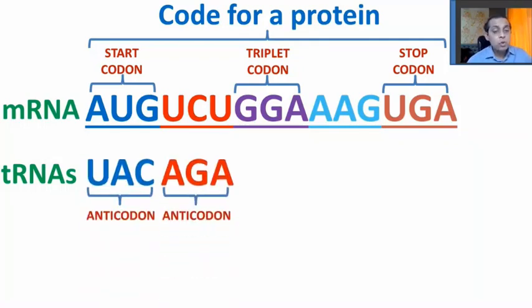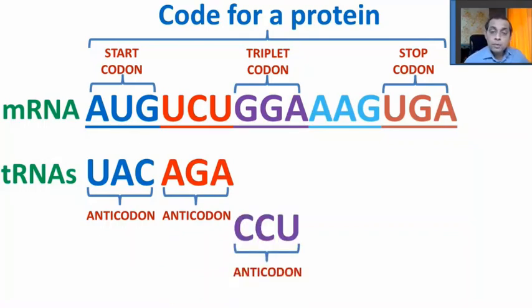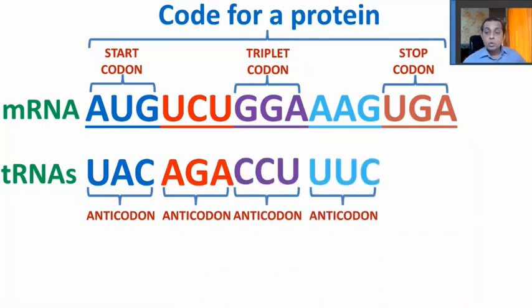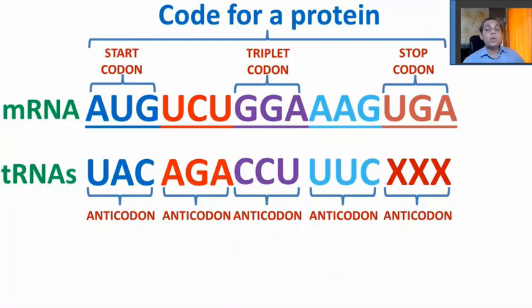Similarly, for UCU, the anticodon is going to be AGA; for CCU, it is UUC. For the stop codon, there is no anticodon because no amino acid is specified for this particular stop codon, hence nothing should appear. And as I said, each tRNA is carrying a specific amino acid.